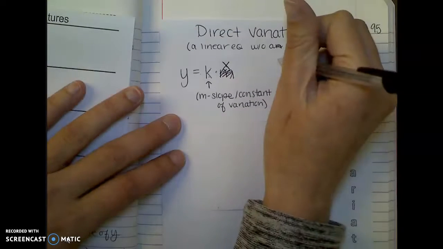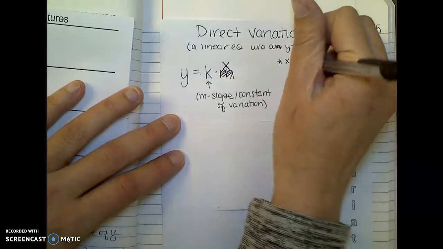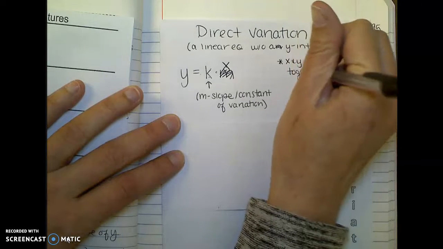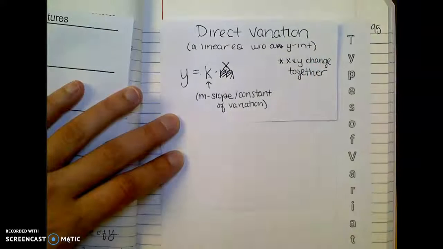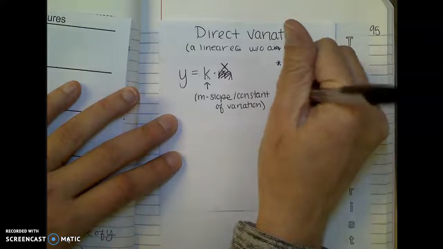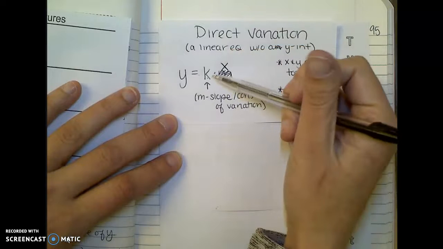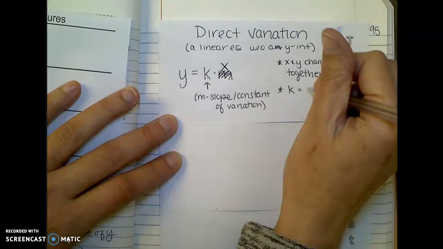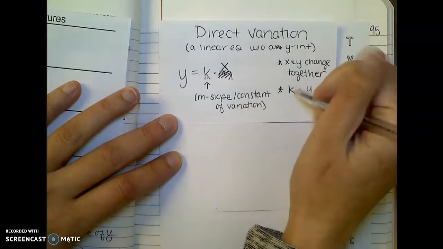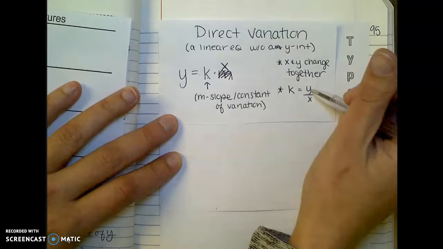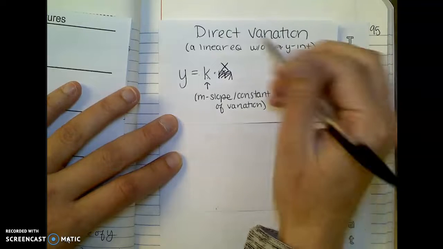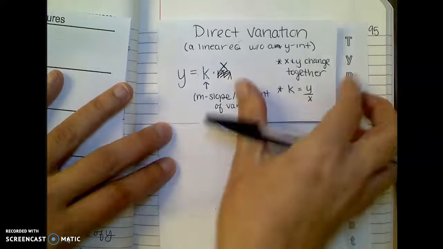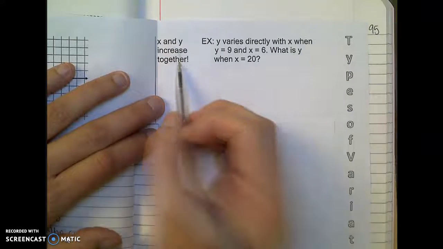So some things to note about this: x and y change together. So they either go up together or down together. They do the same thing. And their constant of variation, k, can be found simply by getting k by itself, which means I need to divide both sides by x. And so to find k, your constant of variation, we're going to divide to get our direct variation constant.